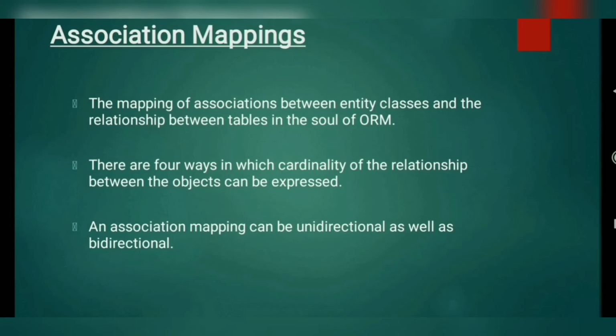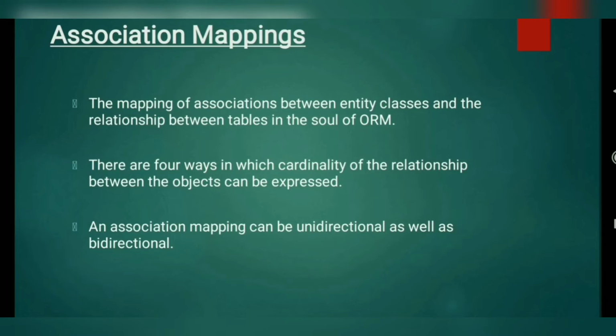Association mapping: the mapping of associations between entity classes and the relationship between tables. Here entity classes means your Java class. Relationship between tables is your DBMS, your database. The role of ORM is to map two things: one is your Java class and one is your database.